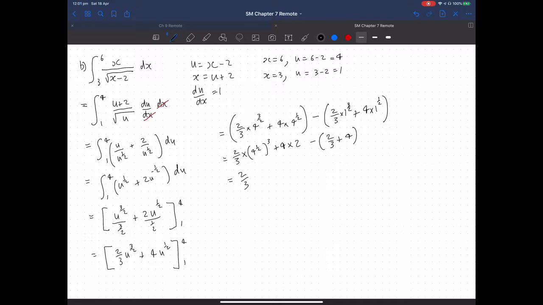So we get 2/3 times 4 to the half is 2, so we have 2 cubed, plus 4 times 2 is 8, minus 2/3 minus 4, which gives me 2 cubed is 8, 8 times 2 is 16, 16 on 3, plus 8 minus 4 is 4, minus 2/3. 16/3 minus 2/3 is 14/3, so 14/3 plus 4. 4 is 12/3, so 14/3 plus 12/3, which is 26/3.